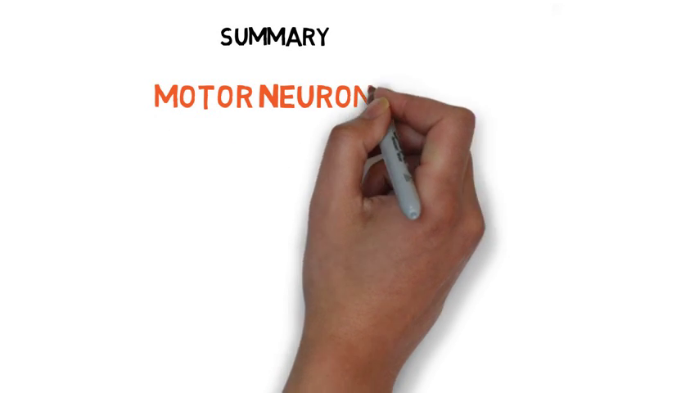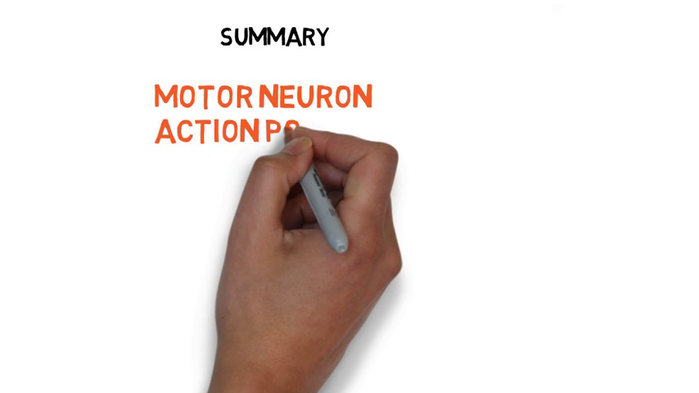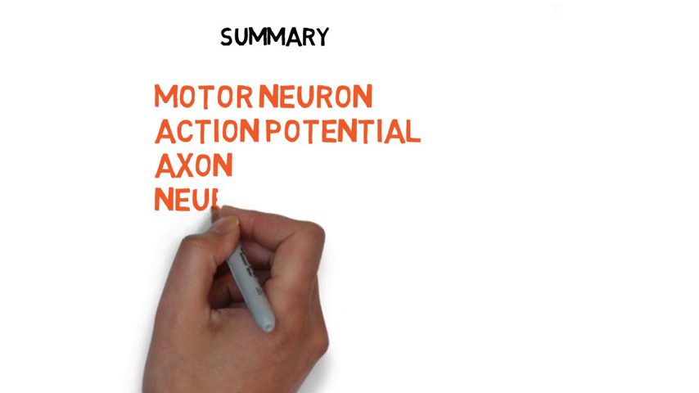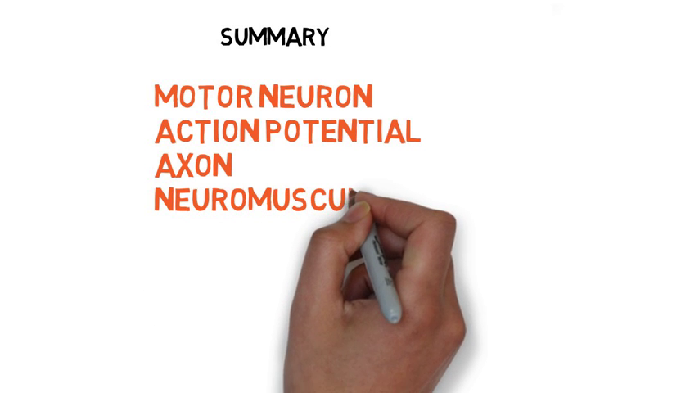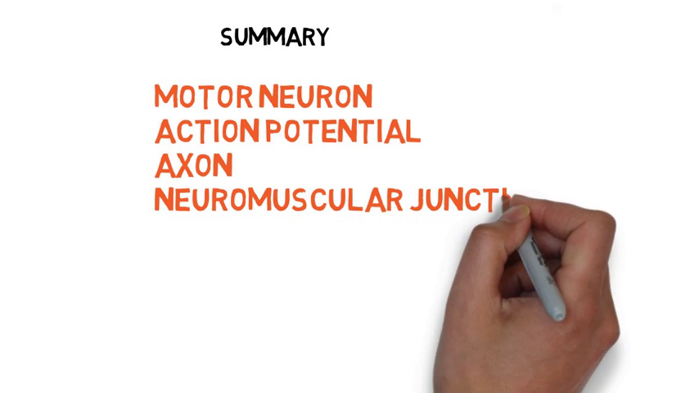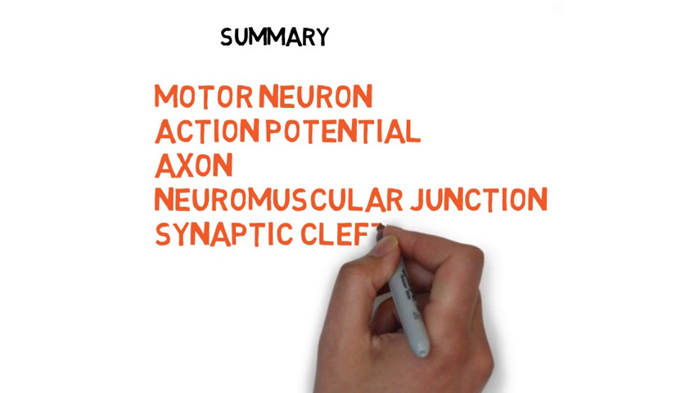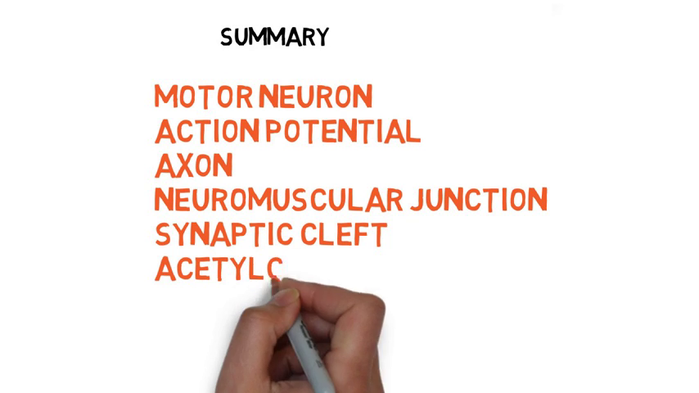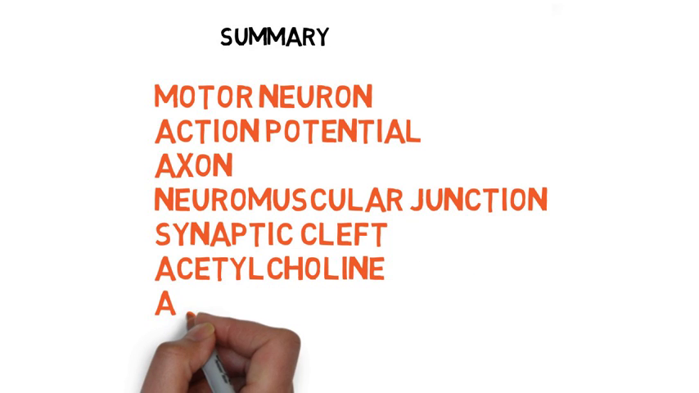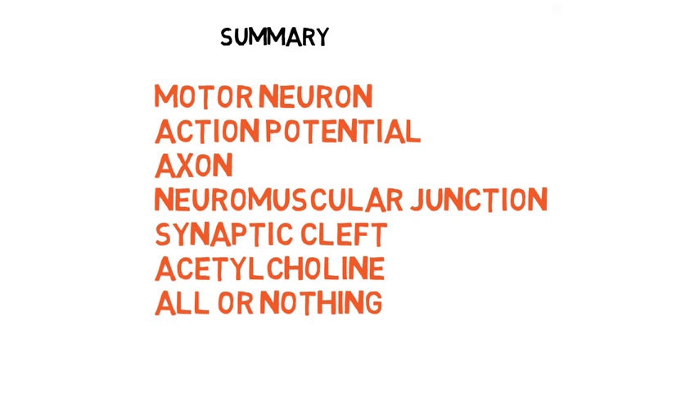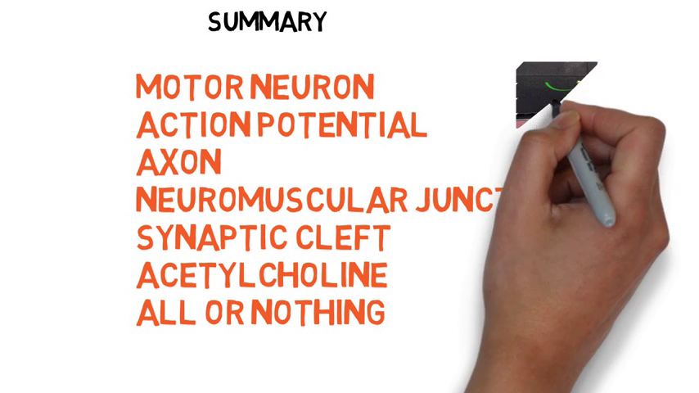A lot of information there, but let's just summarize that relatively quickly. You have your motor neurons detecting the message from the central nervous system, and that's known as the action potential. It's sent down via the axons into the neuromuscular junction, and then from there down to the synaptic cleft. There we have the secretion of the acetylcholine, and then we also have the all or nothing principle. So these are the headlines that we need to be paying attention to.